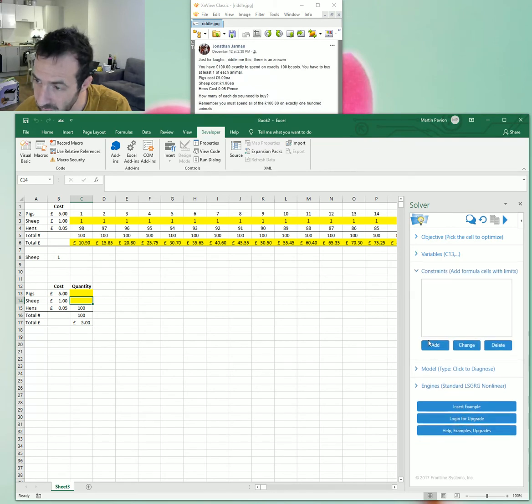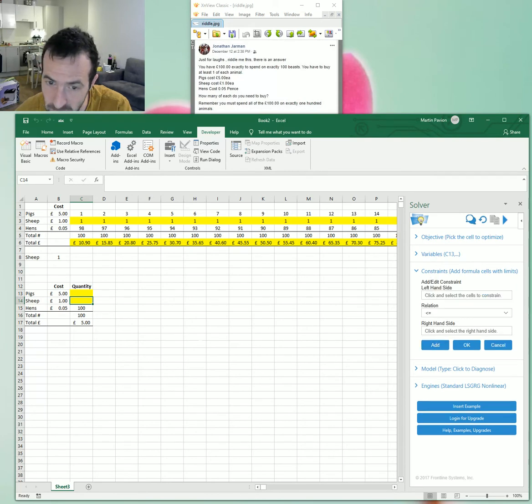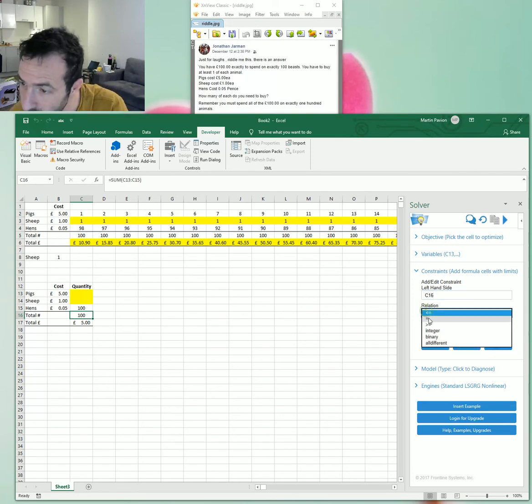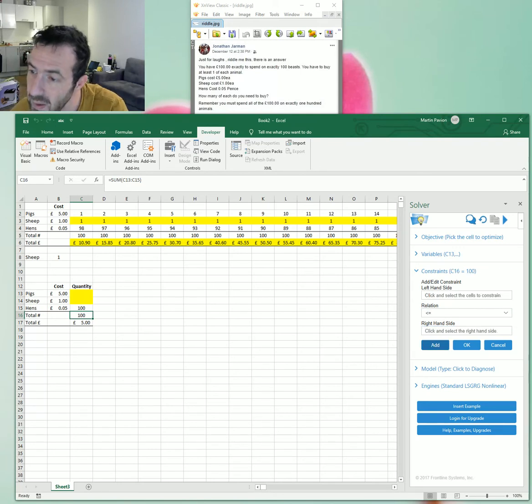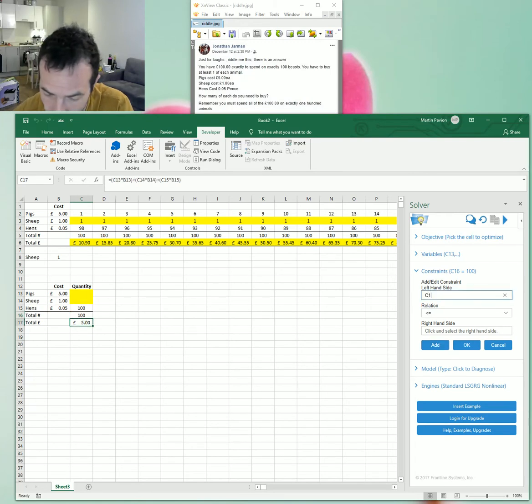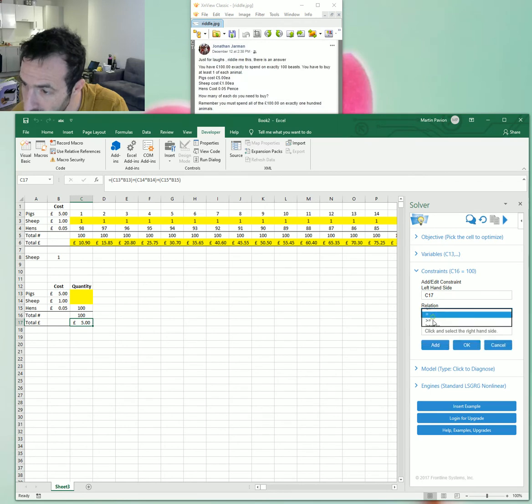Now constraints is the fun one. Okay, so this is what needs to happen in order. If Excel solves the formula, what are the rules? So here's the first rule. The first rule is that this here, so C16, has got to be equal to 100. So we add that. And then the next one is C17 here, has got to be equal to £100.